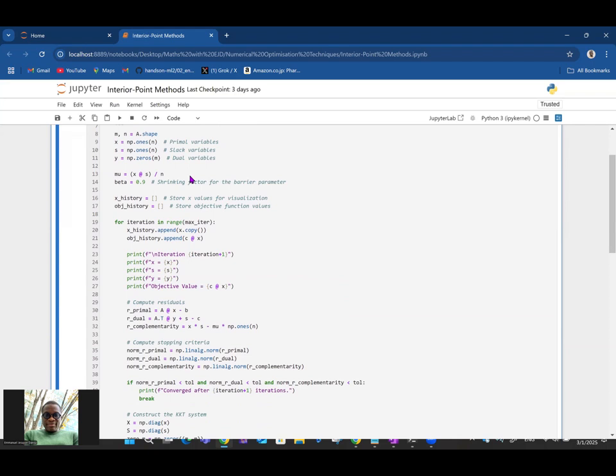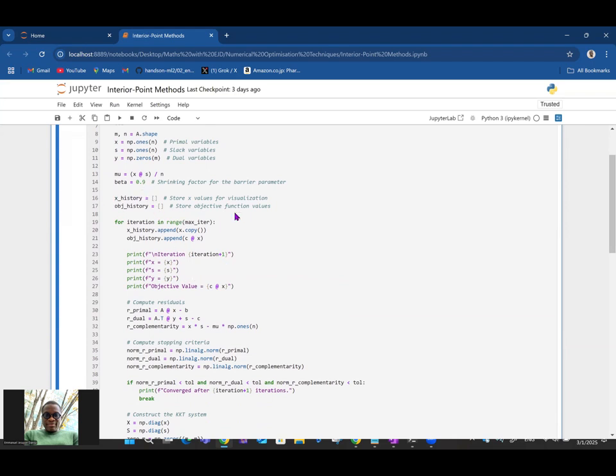Then you define a mu. You remember that mu, where xi is equal to mu. That's the mu. And you define the beta, which is the shrinking factor for the barrier parameter. So you can increase or decrease this 0.9 and see how it affects the whole system.